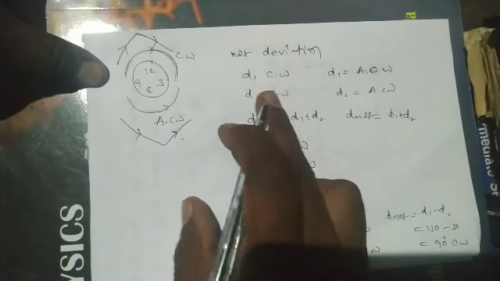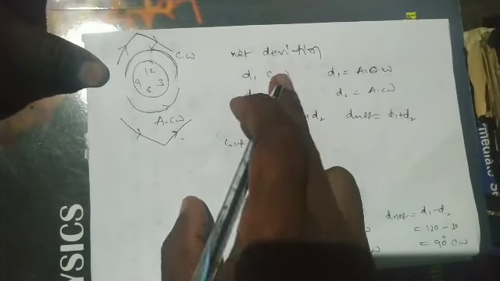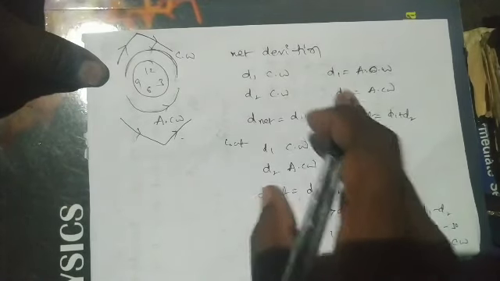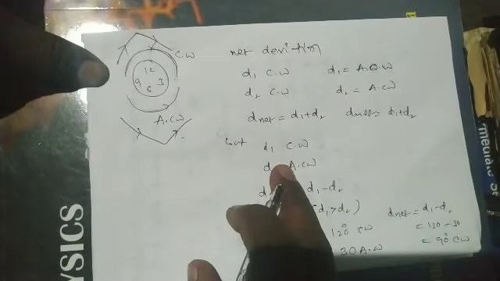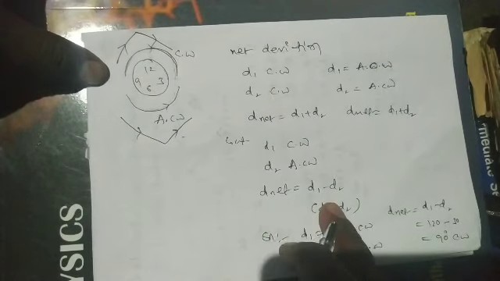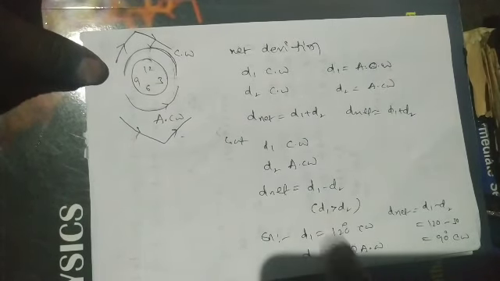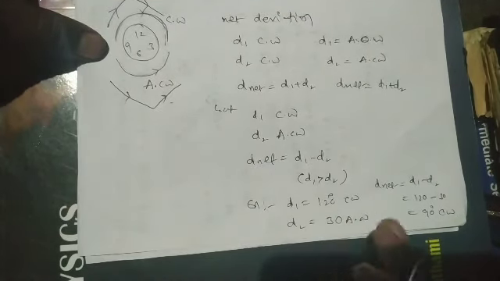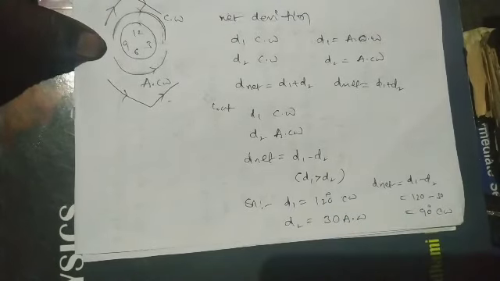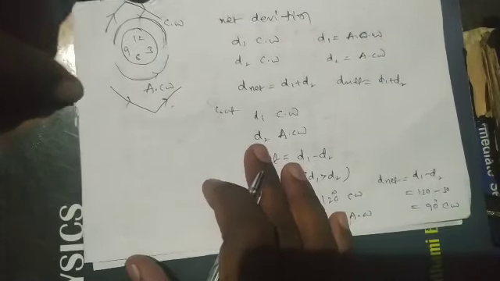So net deviation, same assumption: if both are the same clockwise, we can add; the same for anti-clockwise, add. But if one is clockwise and another one is anti-clockwise, what we can do? Subtract. So finally we will write whichever one is greater. Okay, so continue the problem.